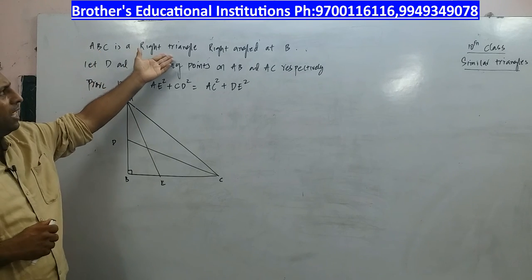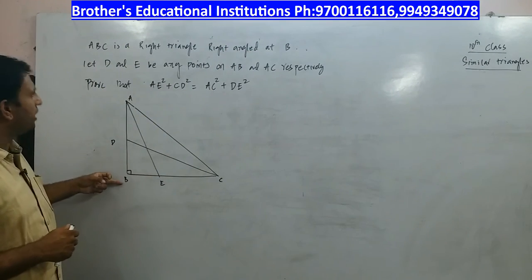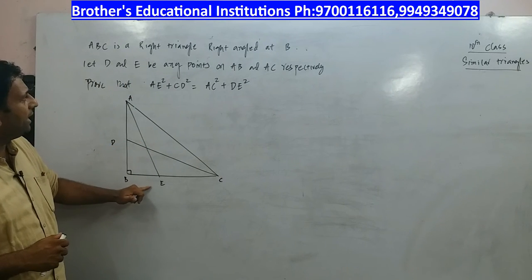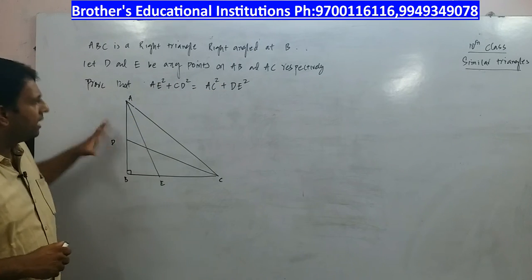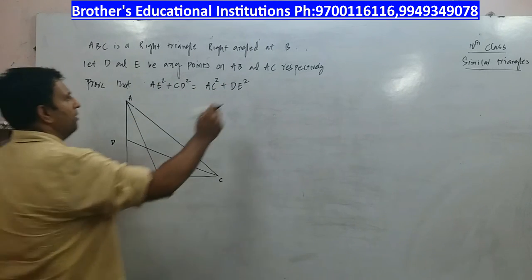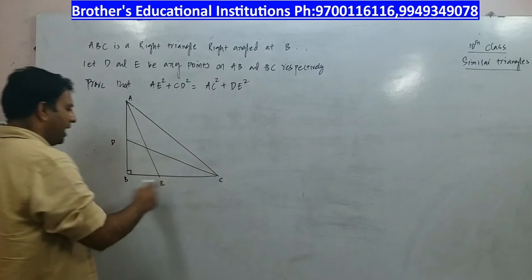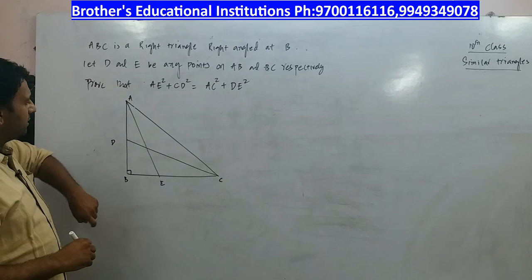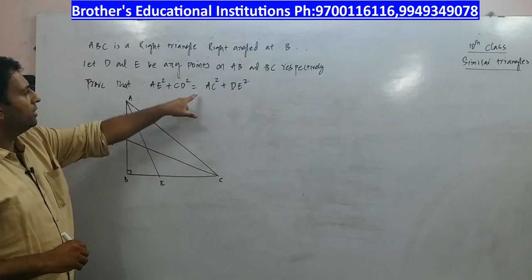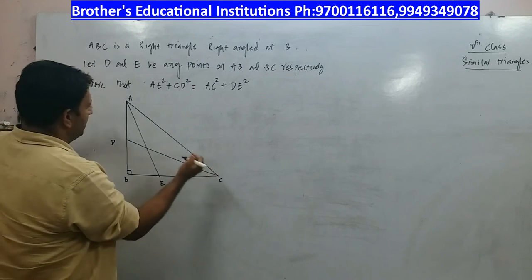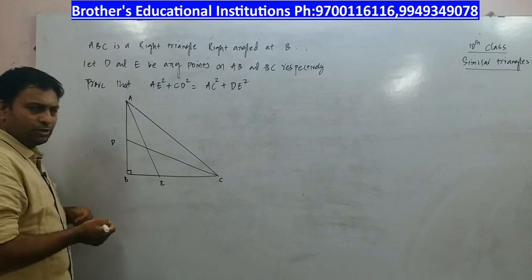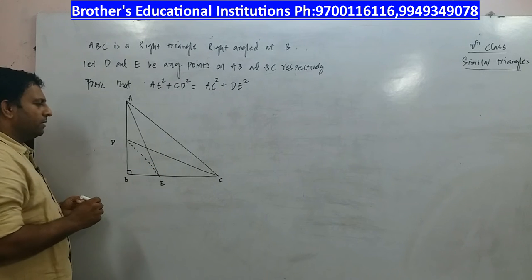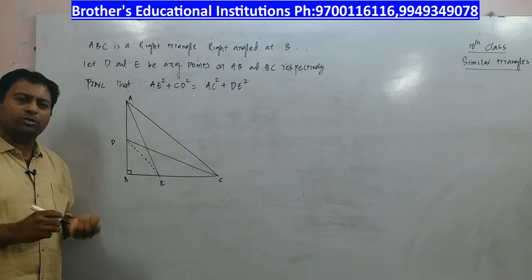ABC is a right triangle, right angled at vertex B. Let D and E be any points on AB and BC respectively. Prove that AE square plus CD square is equal to AC square plus DE square. Alright, this is DE. So somewhere the other small right angle triangle DB is also into picture.